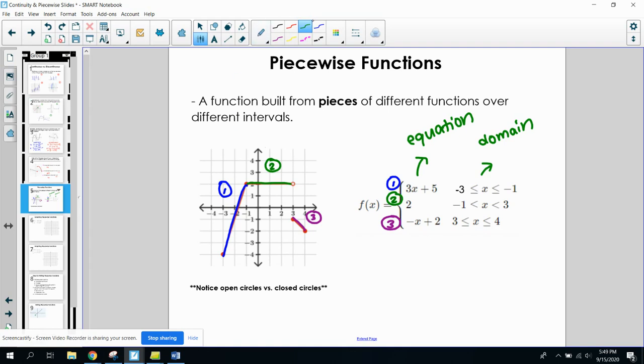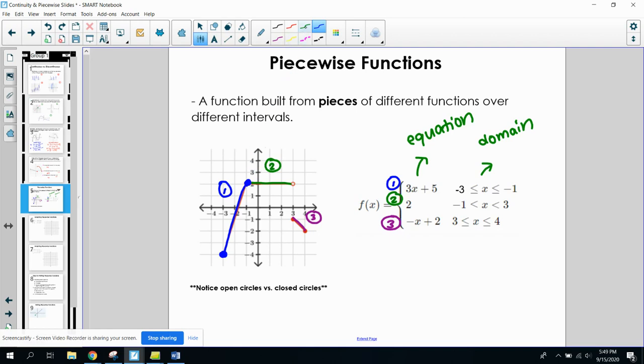So if we look at the blue one, number 1, we can see that the blue x values are going from -3 to -1. So since we're going from -3 to -1, that's the domain for this blue piece. We can see that that is the inequality that we have listed that goes with the first graph. Okay, the second equation here is 2, and we can see that that makes sense, right? That's a horizontal line at 2.